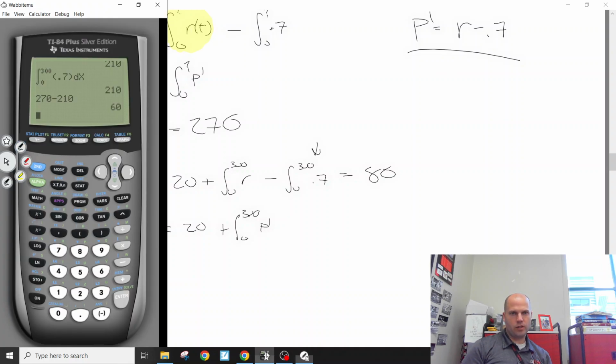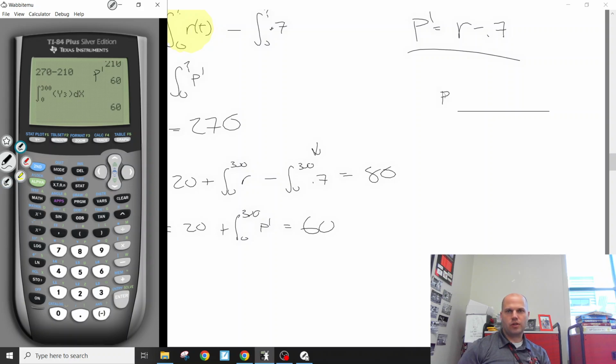Or we could do math 9, 0 to 300 of y3, which is P prime. Keep track of things, y3 is P prime. It's a lot quicker to do it once you type it in once. Boom, you get that 60. Add this 60 to the 20 because you have your initial amount. This is just the displacement. You've got to understand what P prime shows.